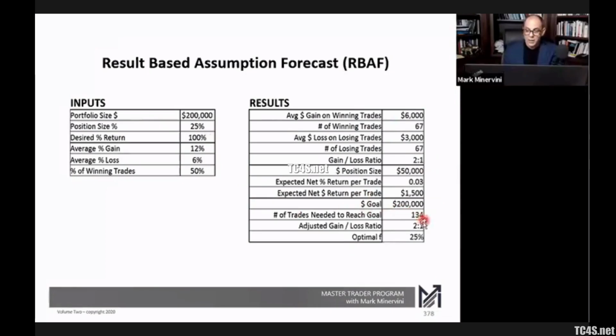Your question is, how long is it going to take you to get to 134 trades? Is that something that's doable in 6 months, a year? If that was 1,340 trades, that might not be something that's doable. Now your numbers need to change. If you do this in a spreadsheet, or if you use our software, you can change the numbers and see how it affects the outcome.